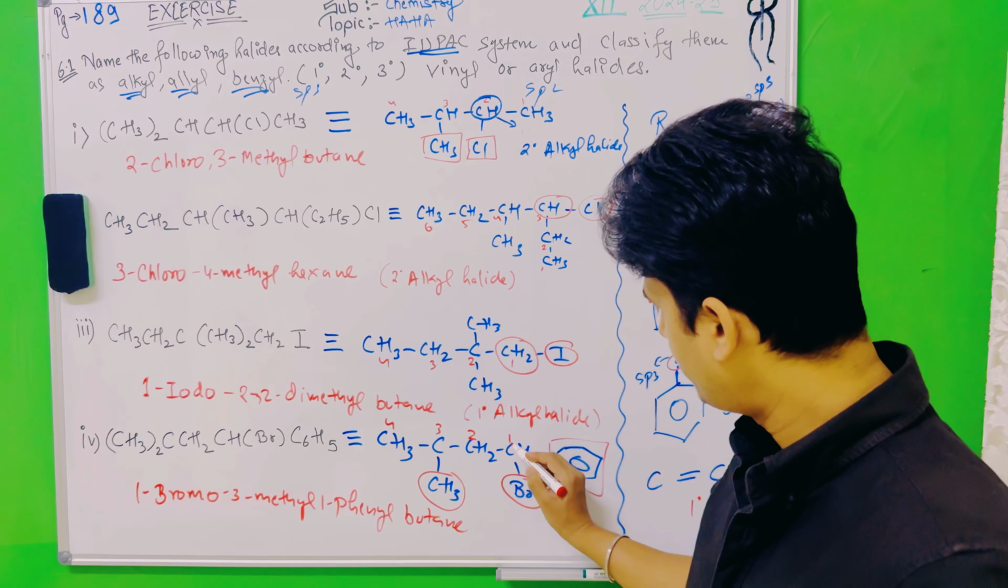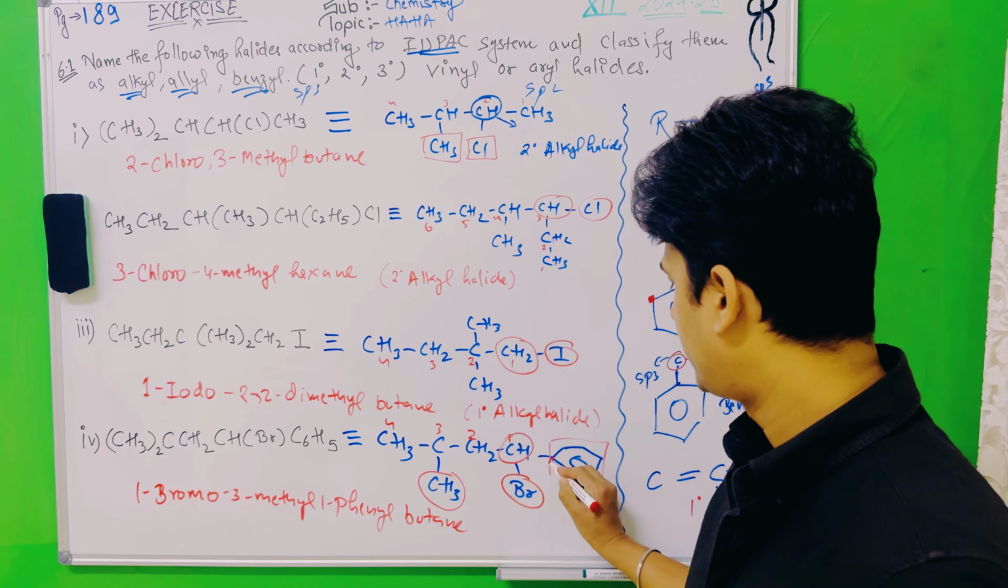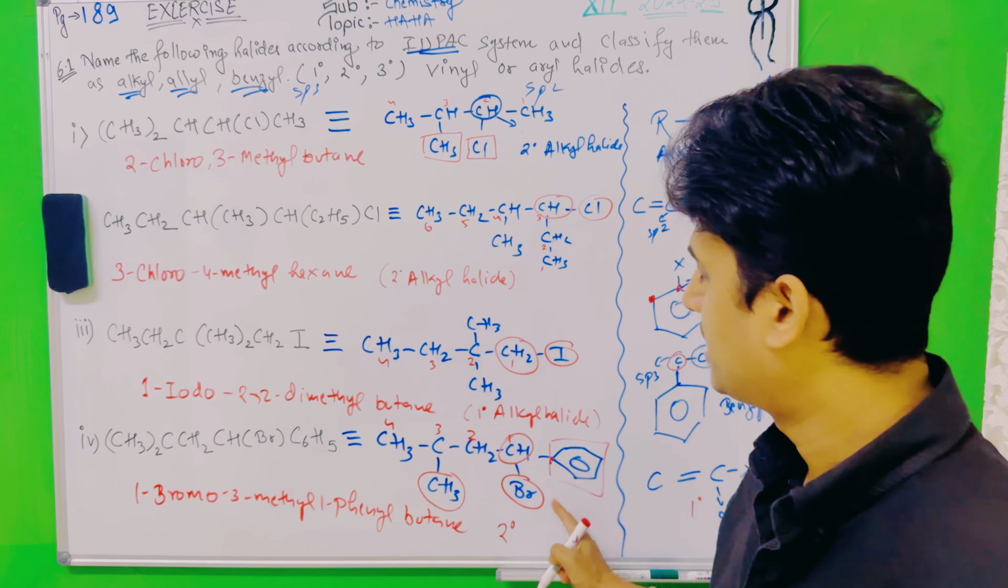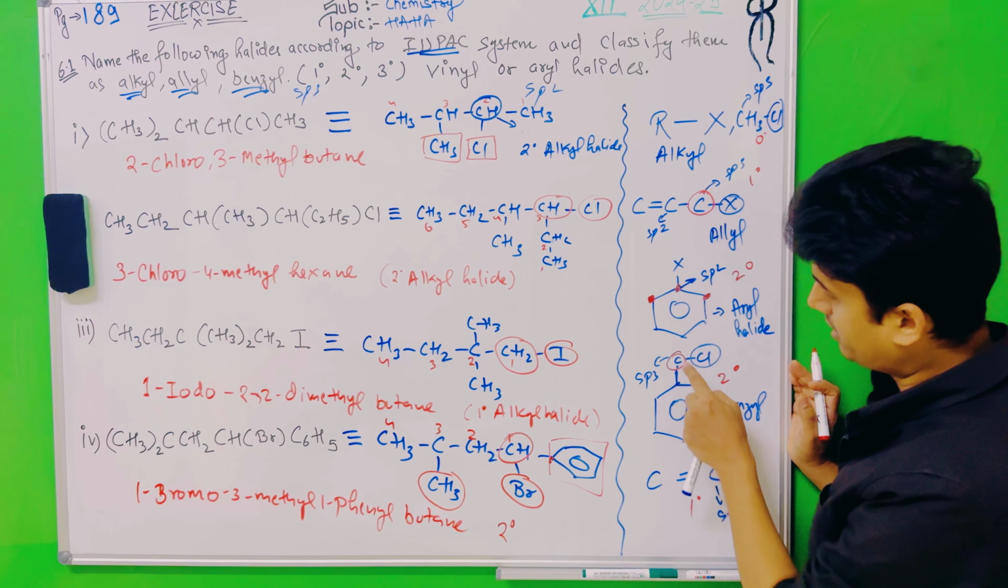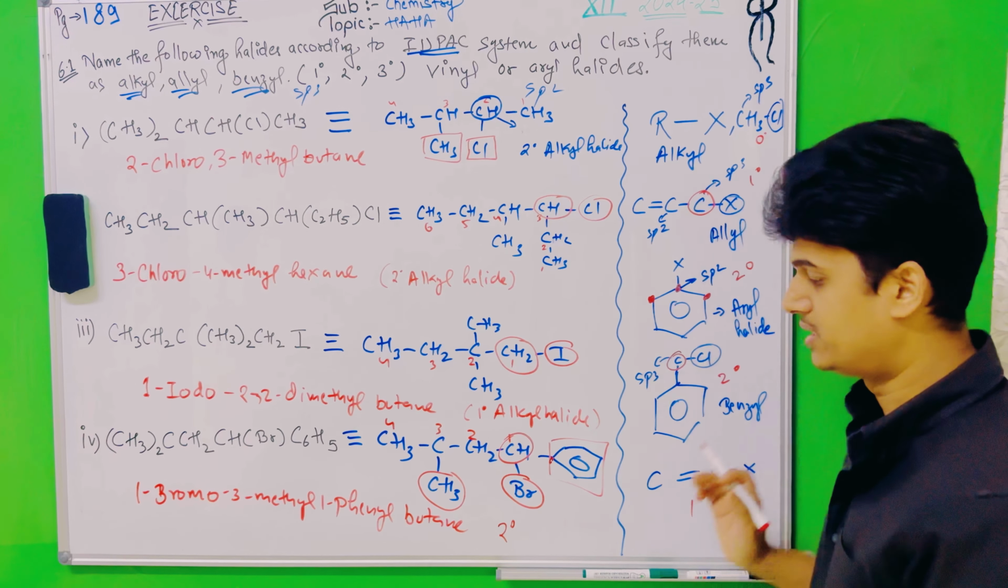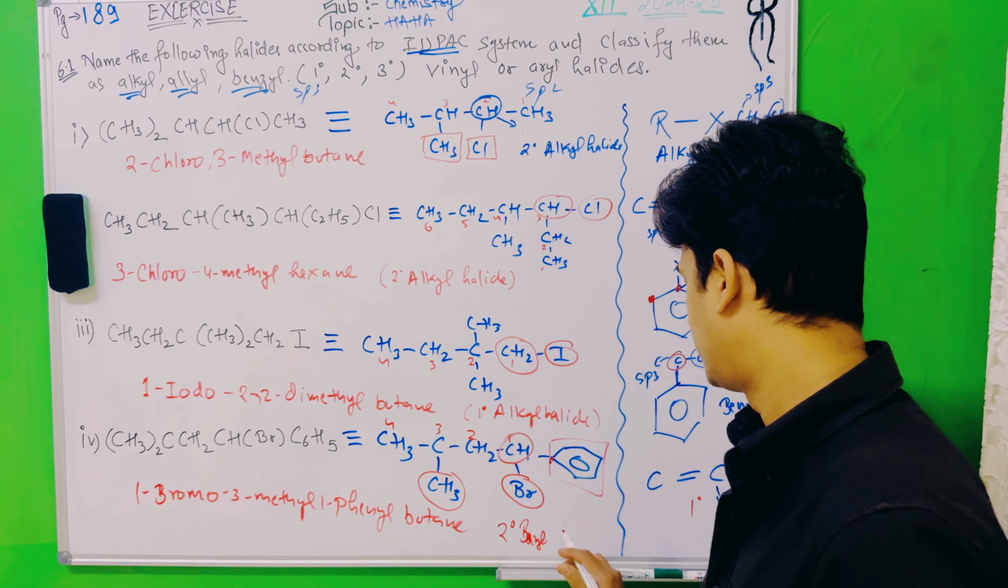Now tell me, the carbon which is attached to this bromine is how many degree carbon? 1 carbon attached here, 1 carbon attached here, so 2 degree. Now will it come under alkyl halide? No. Now look here. Benzene ring, a carbon and a halogen. It comes under benzyl. So 2 degree benzyl halide is the correct answer here.